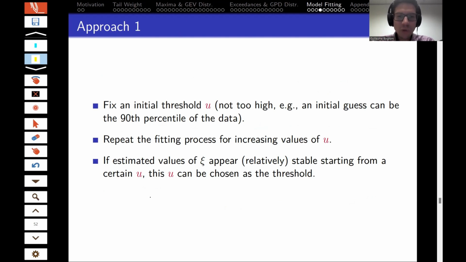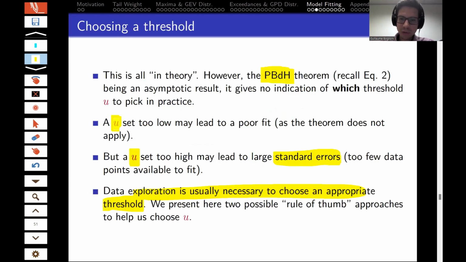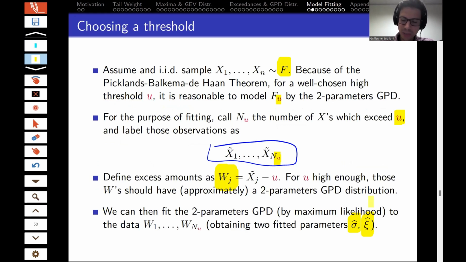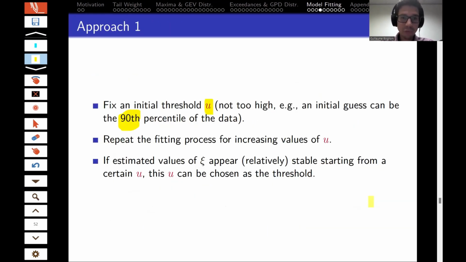Okay, so approach one is very simple. Find an initial threshold U, not too high. It's a bit arbitrary, but maybe the 90th percentile of the data. Then fit your data to the model with maximum likelihood. You're going to obtain a sigma hat and a xi hat for this specific U. Repeat this by slowly increasing U. Repeat the fitting process for increasing values of U, so you get a whole series of fitted parameters, sigma hat and xi hat, for different U's.